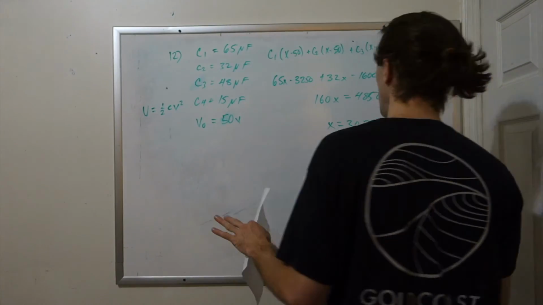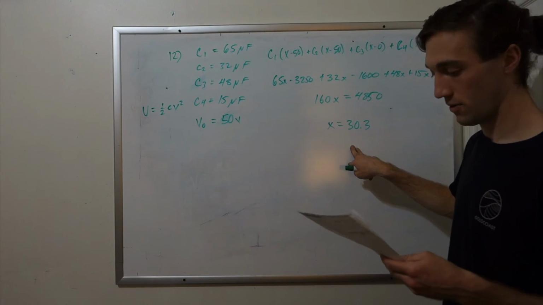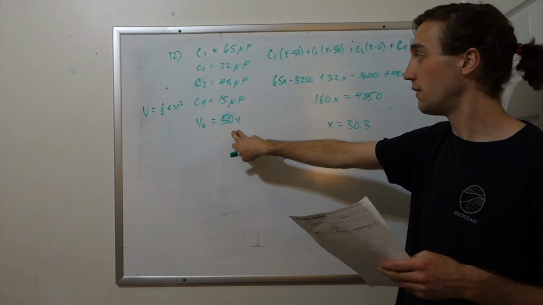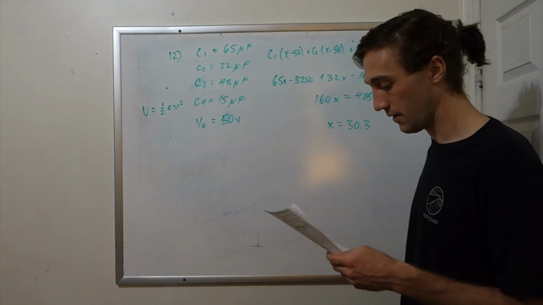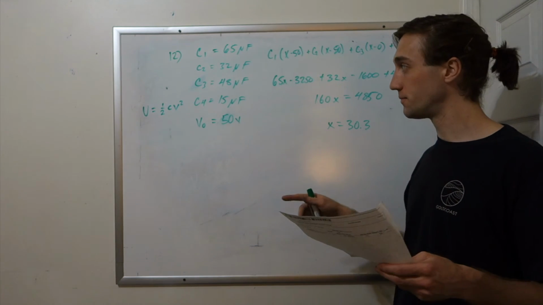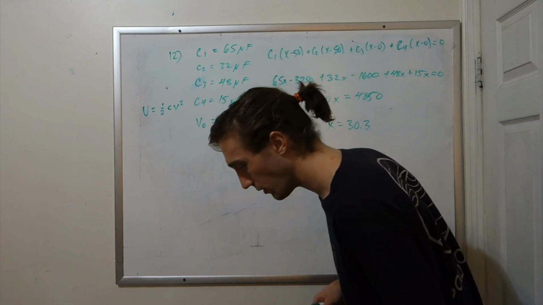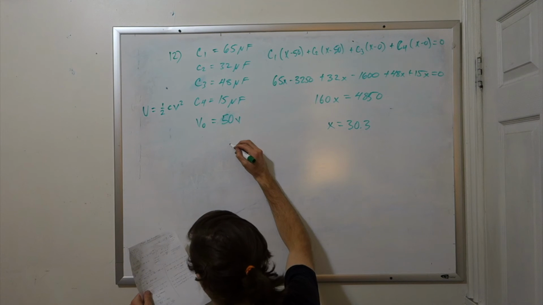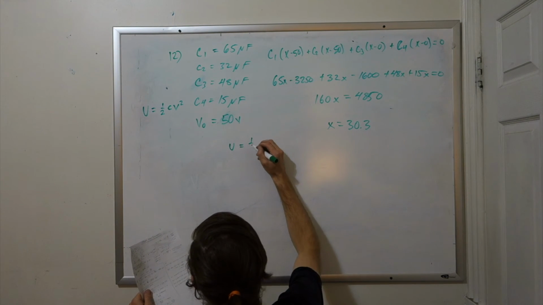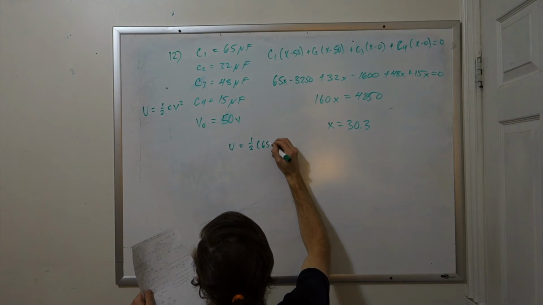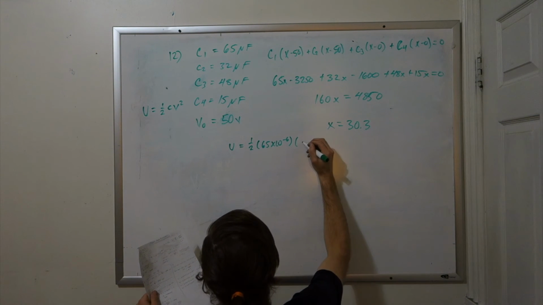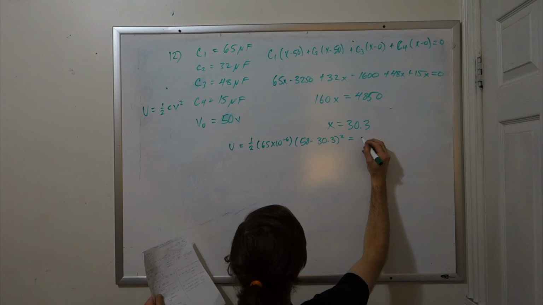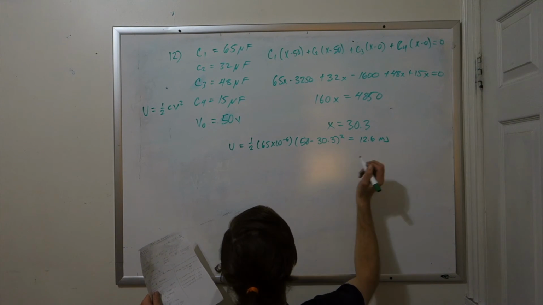Okay. And so once you have your x, that's going to be what you're going to use. You're going to subtract that from the initial 50 when you're using this equation on all of your individual total energies. And so doing this, I'll do the first one, but the rest of them are just repetitive, pretty much. So U is equal to 1/2 65 times 10 to the negative 6 times 50 minus 30.3 squared, and this is equal to 12.6 millijoules.